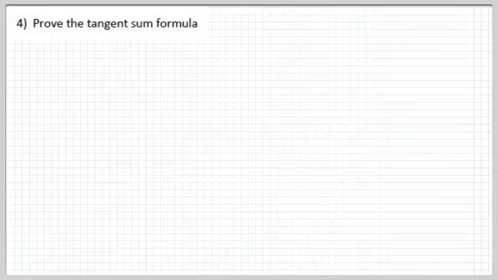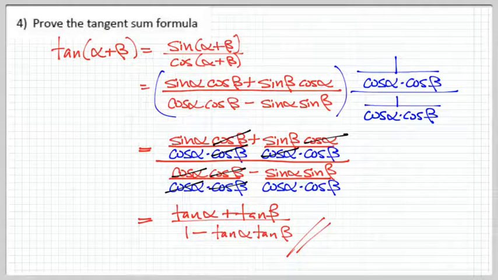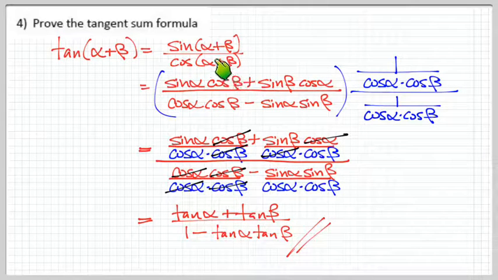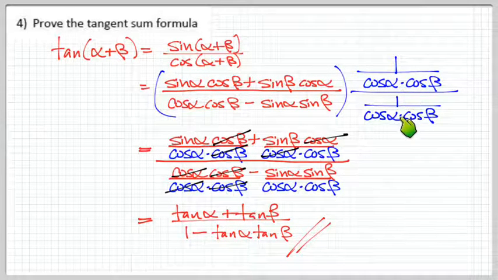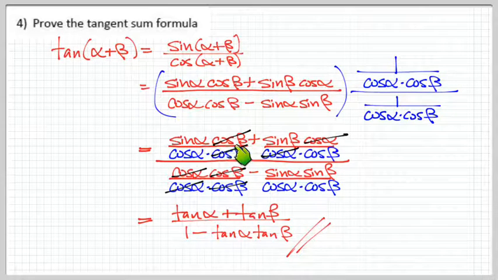Okay, last one here. This is just proving the tangent sum formula, which I did not show you, but I left as an exercise. I'll show you how to do it in 3, 2, 1. I expressed tangent as sine over cosine, and expanded out using the sine and cosine formulas that we just learned. I'm going to multiply both sides by 1 over cosine alpha cosine beta. When I do that, I need to distribute this times this, this times this, this times this, this times this. And that's what I did here.